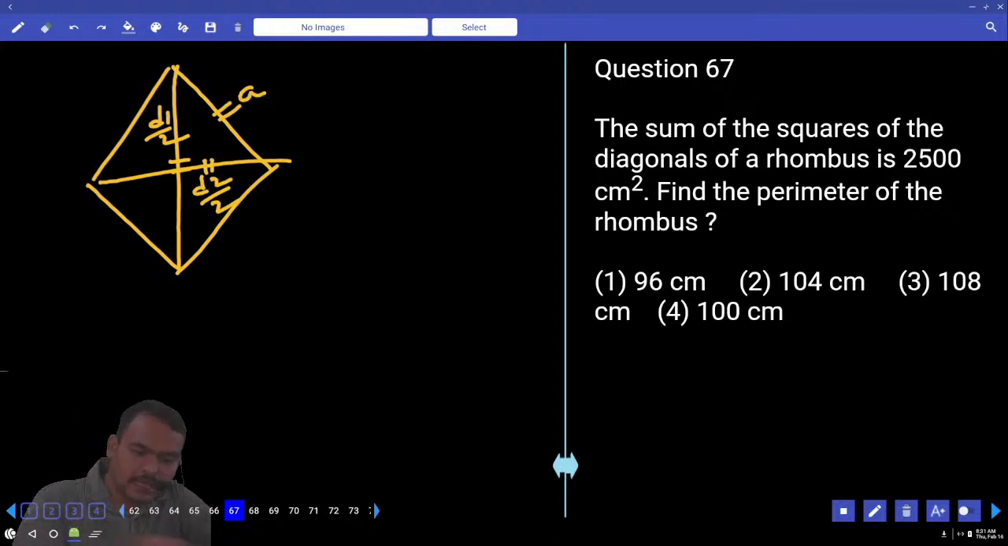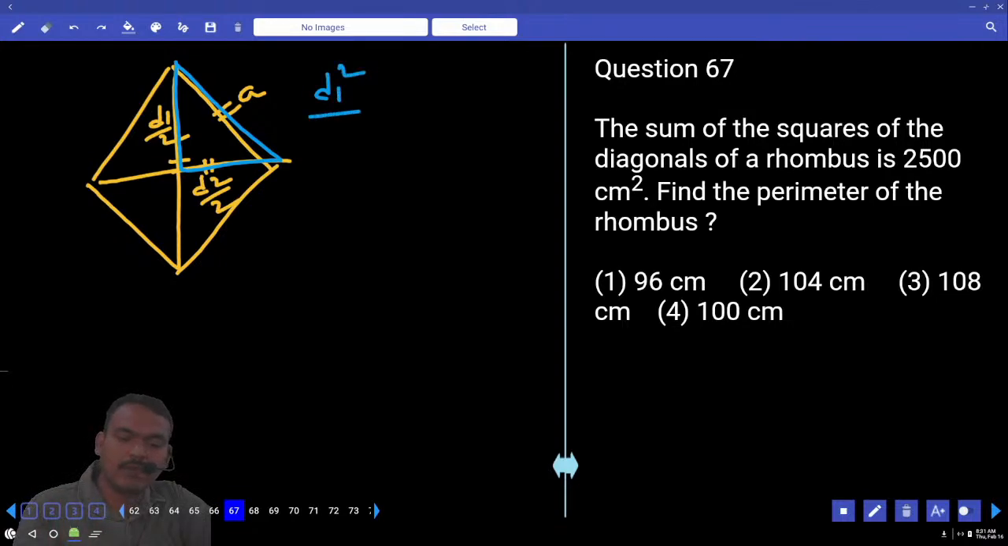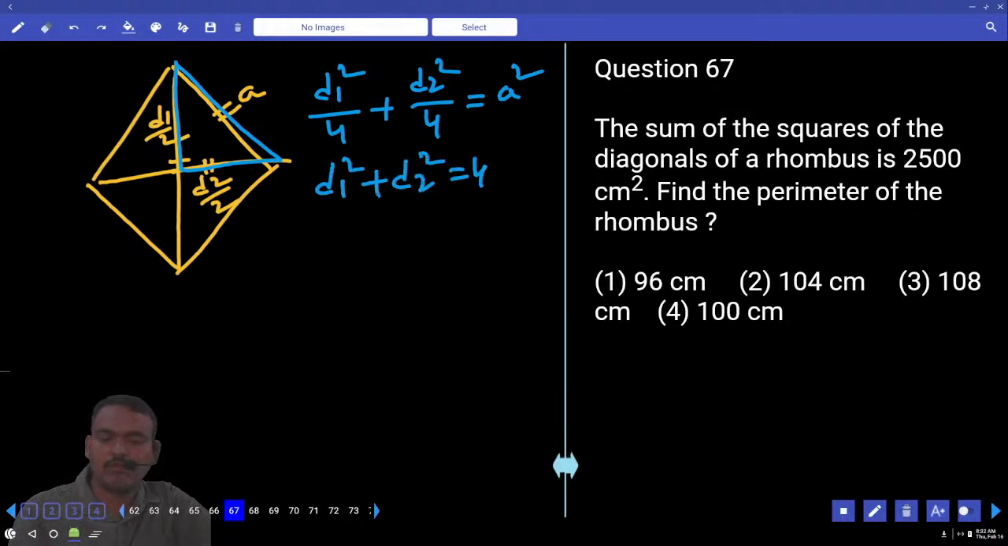Okay. And the side will be how much? A. In a rhombus, how many right angle triangles are there? 4 right angle triangles. What is one of the sides? A. The other 2 sides are d1 by 2 and d2 by 2, or not? Then we write d1 square by 4 plus d2 square by 4 equals how much? A square, or not? What is the Pythagoras law? Hypotenuse square equals side square plus side square, or not? d1 by 2 whole square plus d2 by 2 whole square equals A square. And what is the common value? d1 square plus d2 square equals how much? 4A square, or not? What is d1 square plus d2 square given?